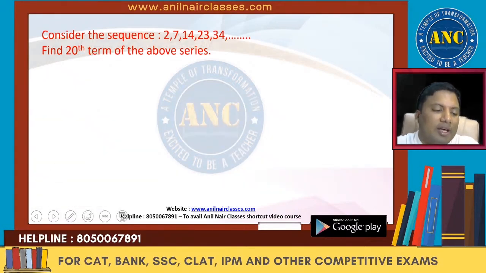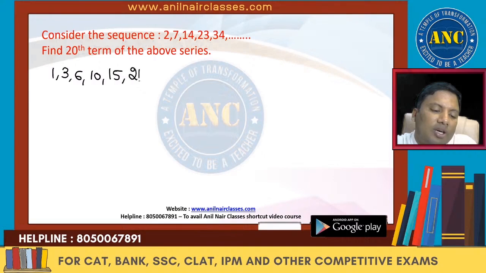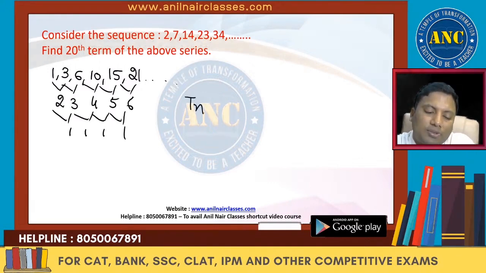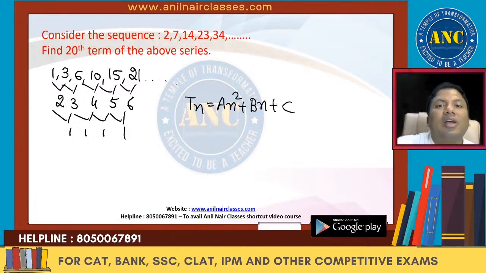Now listen carefully. The question is 1, 3, 6, 10, 15, 21. The differences are 2, 3, 4, 5, 6. These are nothing but 1, 1, 1, 1. The difference is constant in 2 steps. So Tn is an square plus bn plus c. If I find the values of a, b and c, I will get the answer.